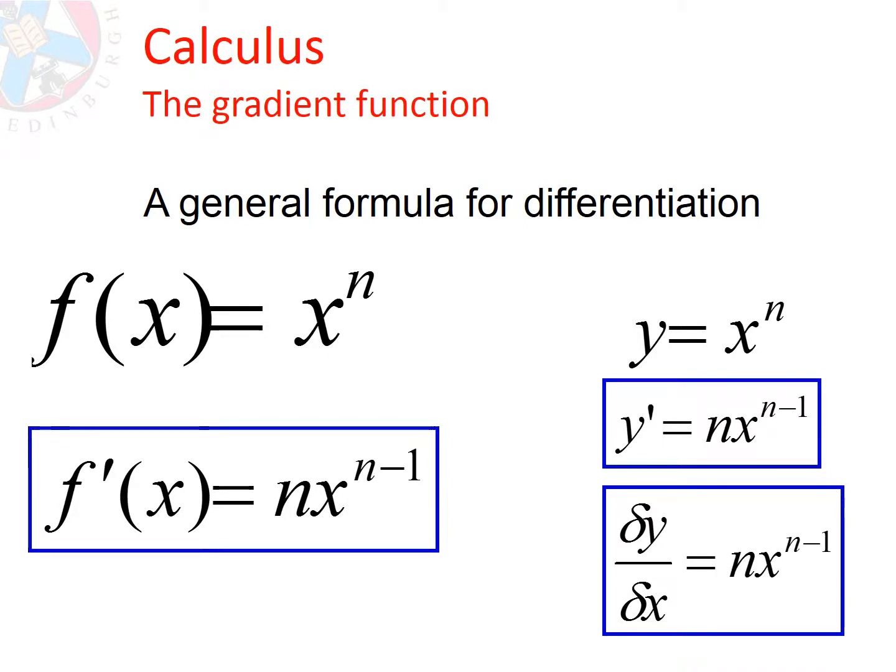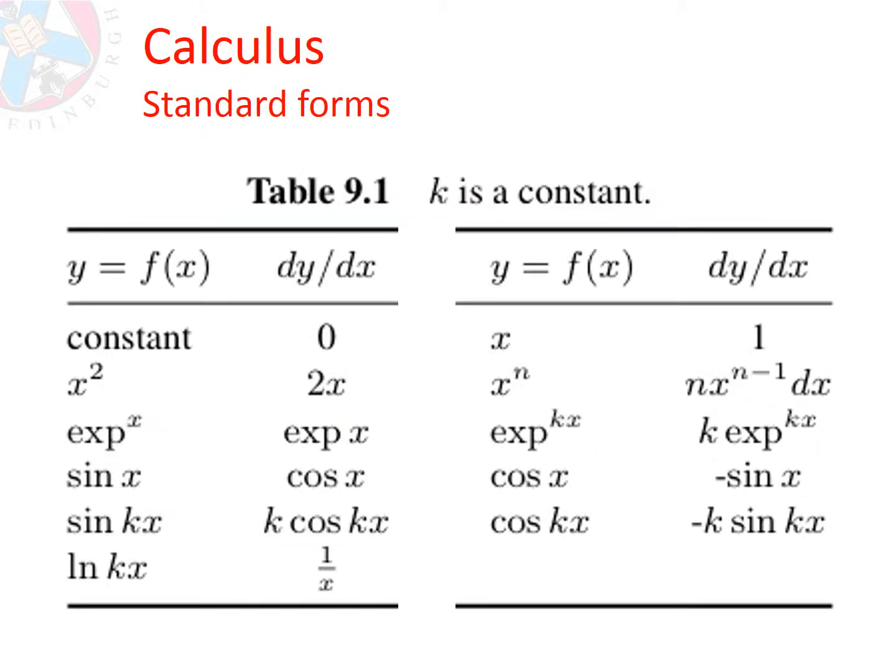Okay? So you can think of that as, if we had y equals x to the power of n, the gradient would be y dash, the little tick, apostrophe, equals nx to the power of n minus 1. And this is just another way of writing it. So f dash of x, y dash, and dy dx all mean the gradient of the equation y equals something, or f of x equals something.